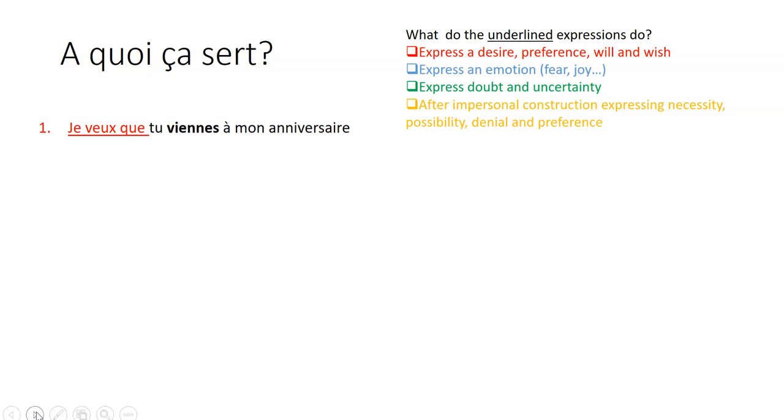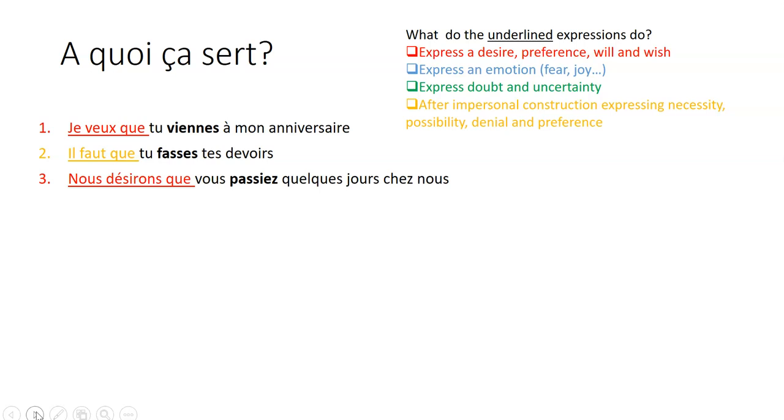Je veux que tu viennes à mon anniversaire. Je veux que expresses a will. I want that you come to my birthday. You're expressing a will in a decision that you have made. Then we have il faut que tu fasses tes devoirs. It can be an obligation, but it's also what we call an impersonal construction. Il faut que. Il is nobody in particular. It is an impersonal expression that expresses necessity.